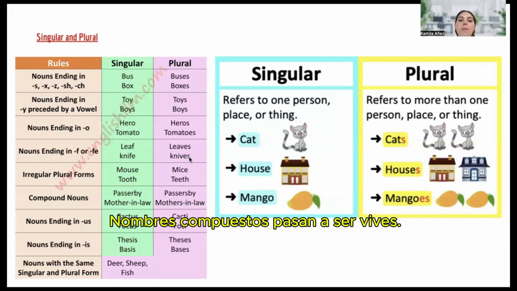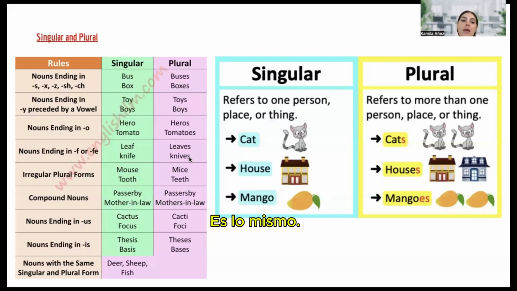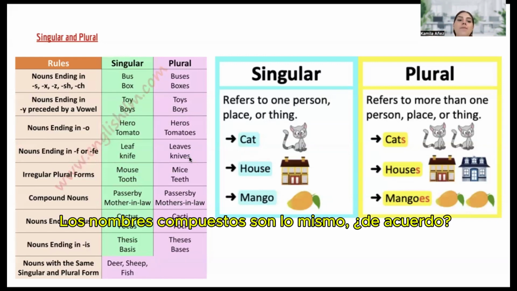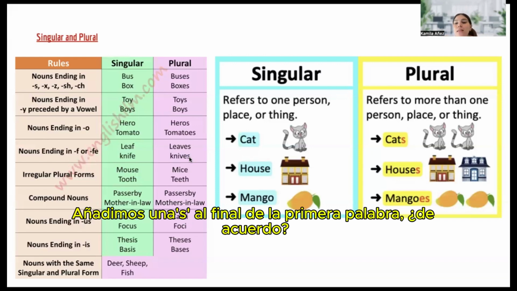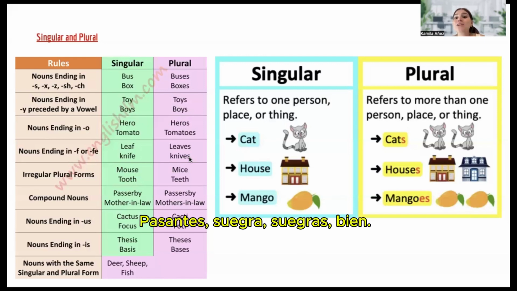Compound nouns. Passerby, passers-by. The compound nouns are just the same thing, okay? Mother-in-law, mothers-in-law. What is the difference between the first one and the second one? They are the same thing, but what changes? We do not add an S at the end of the noun. We add an S at the end of the first word. All right. So passerby, passers-by. Mother-in-law, mothers-in-law.